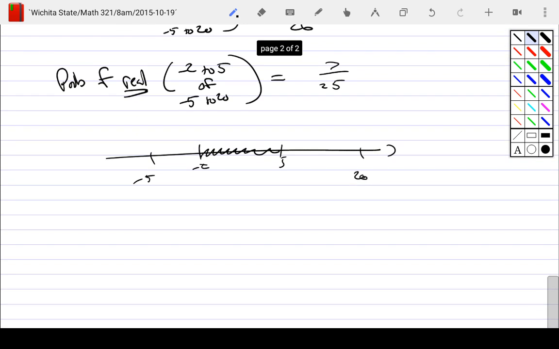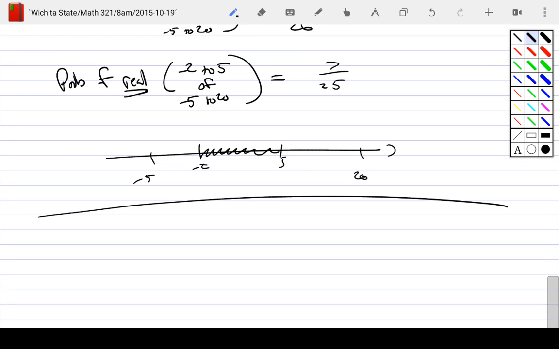All right. What's the point of this? Well, what's the probability that x is a prime?